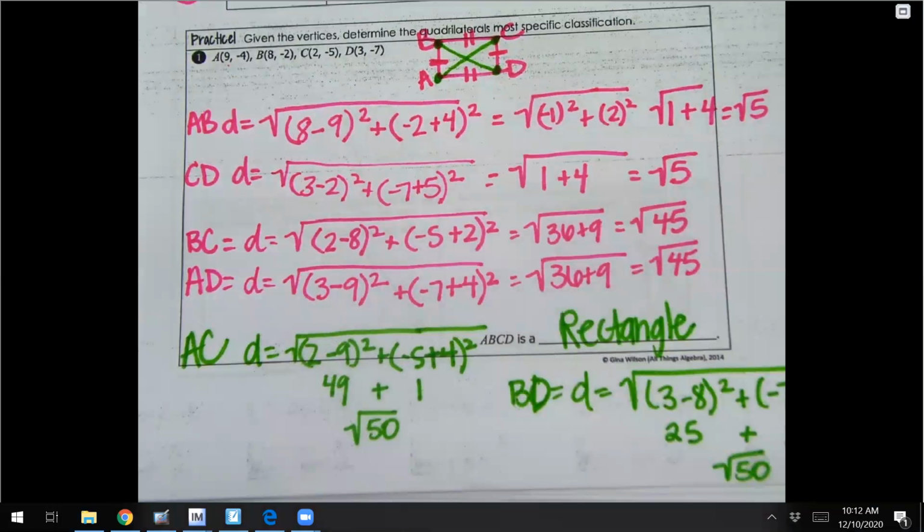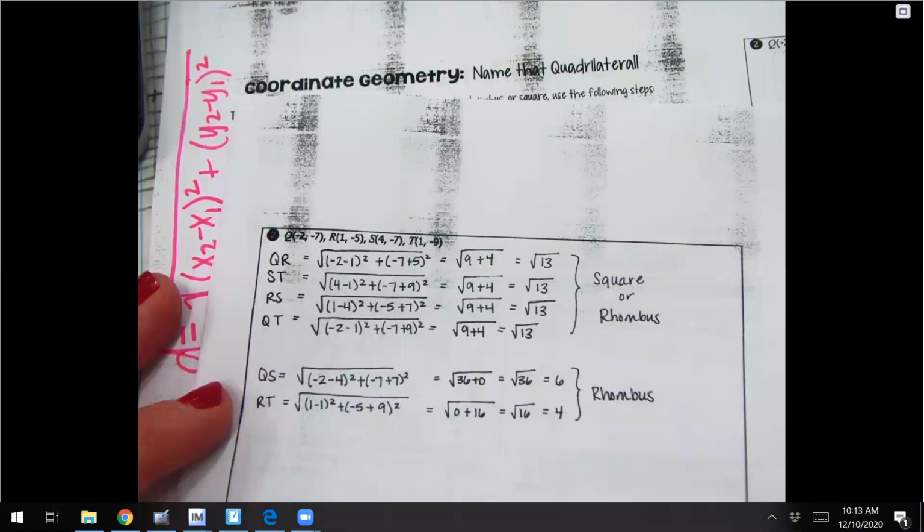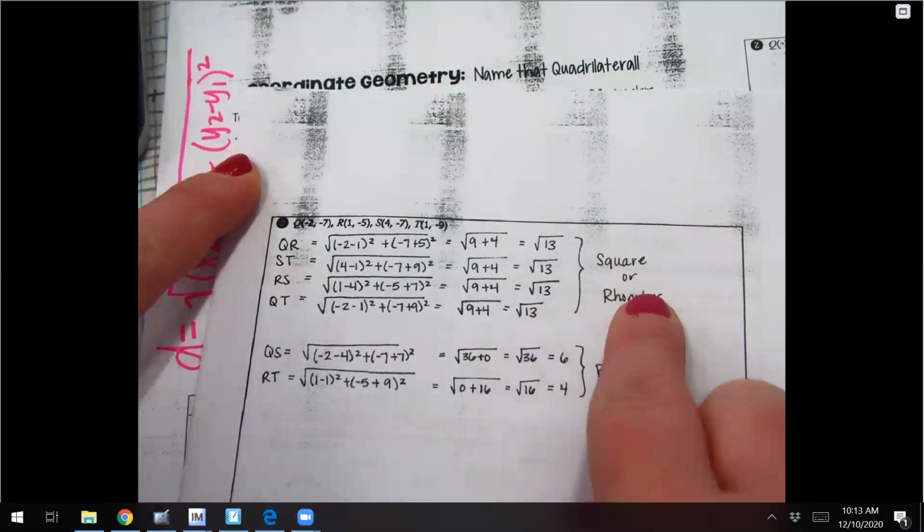Okay? So I am going to show you these, and we're just going to discuss these. You don't have to write this down. Just look at my notes. So this is number 2. If we look at number 2, we've got all of our 4 sides, the distance formula, and what do you know? It's a square or a rhombus because everything was 13, right? Then we still have to determine if it's going to be a square or a rhombus on the diagonals.